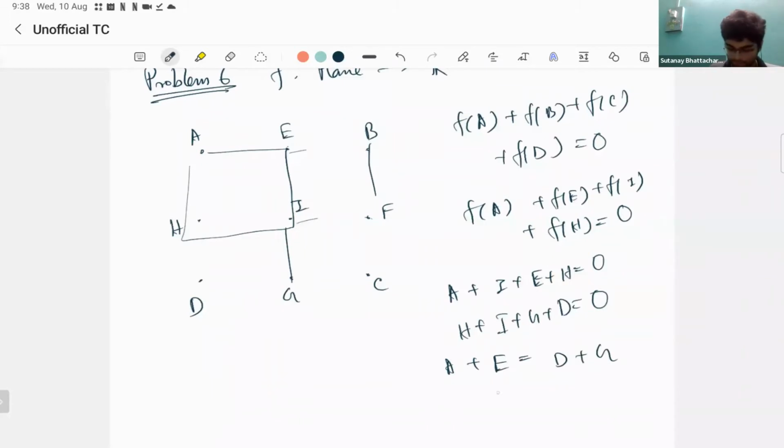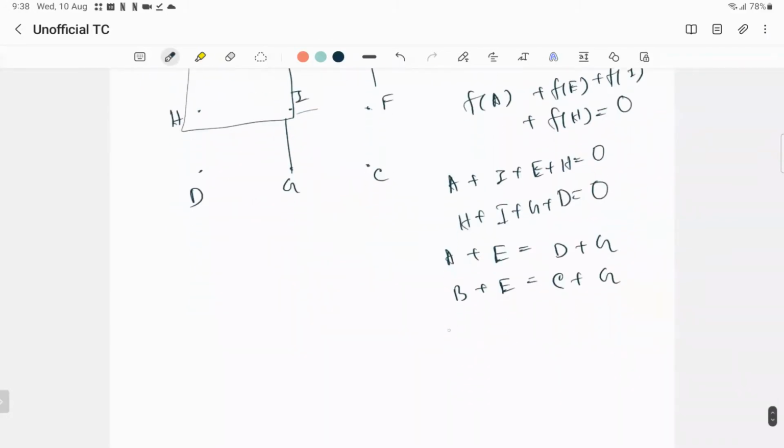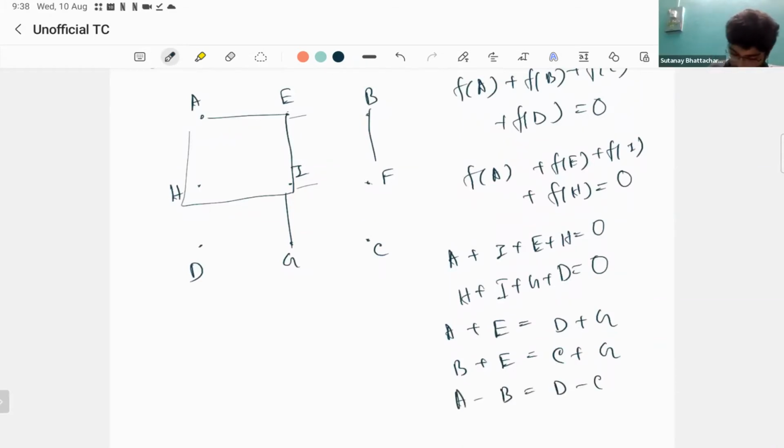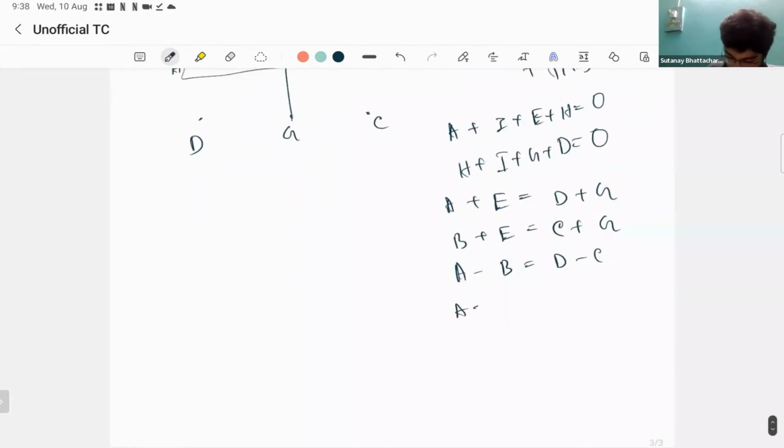Similarly, you can get B plus C equal to C plus G. B plus E is equal to C plus G. That is true. So, A minus B is equal to D minus C, but also A plus B plus C plus D is 0. A minus B is equal to G minus B. And also, take everything to the side.